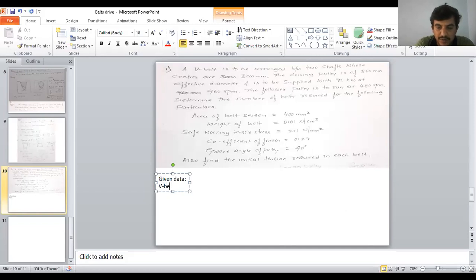So earlier what type of belt did we use here? Flat belt. In that it may be open or crossed. Again, V belt drive is always an open type, not a crossed type. No crossed V belt drives are there.